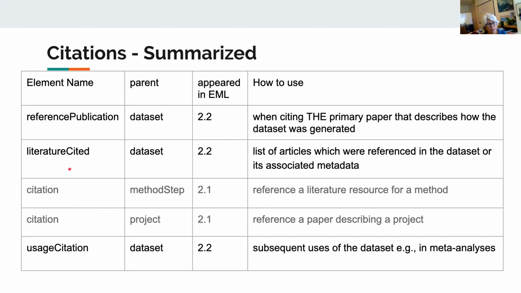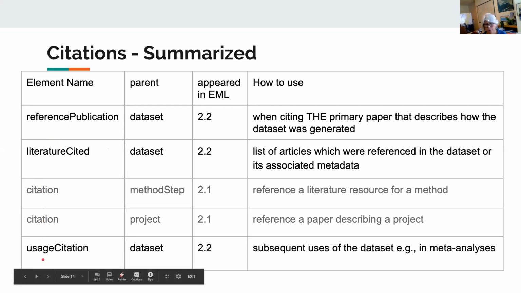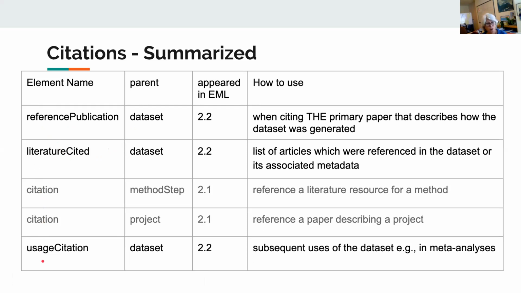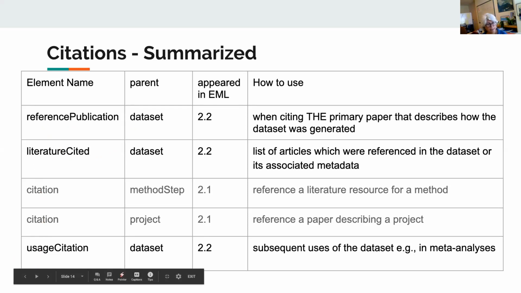You can cite a paper where the data set was used, and that's this one up here called reference publication. Here's where you would cite the paper that the data set was specifically designed to go with. And if that data set has a list of citations of its own, you can put those in a list called literature cited. So these are the lists of articles that were referenced in that data set or its associated metadata. And then finally, there's a third new element called usage citation, which could hold other subsequent uses of a data set, for example, in meta-analyses.